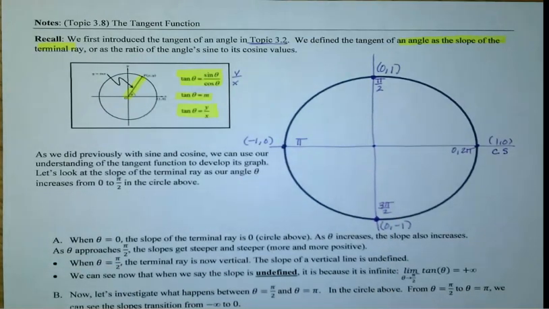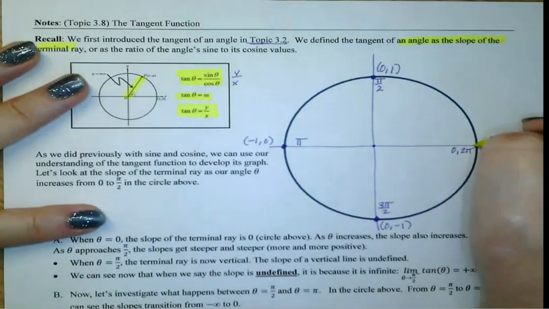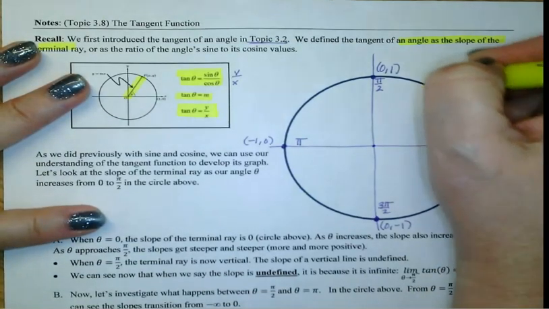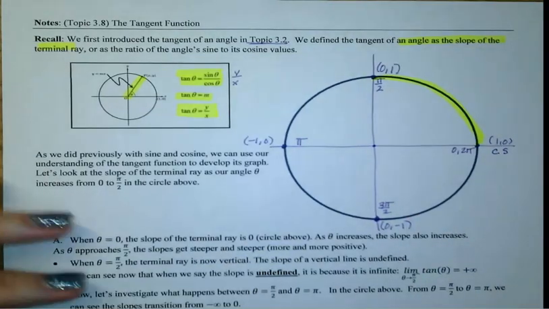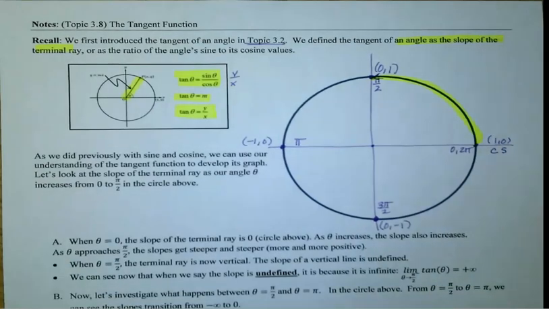So as we did previously with sine and cosine, we're going to use our understanding of the tangent function that we began talking about in 3.2 to develop the graph. And we're going to look at the slopes of the terminal rays of our angle as we do that. So the first thing I want to look at is if we start thinking about angles increasing and we're going from 0 up here to pi. Okay, so we're talking about that direction, positive direction.